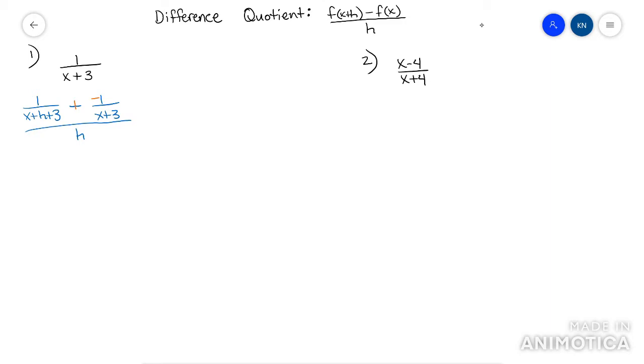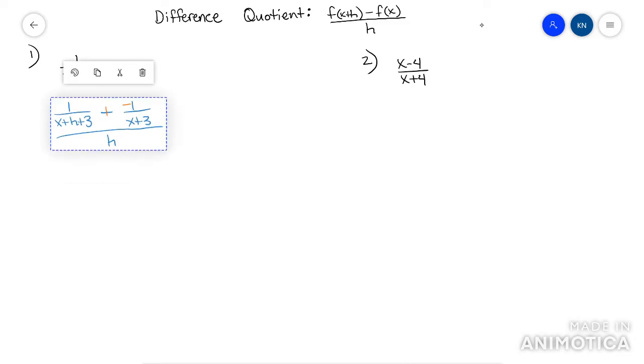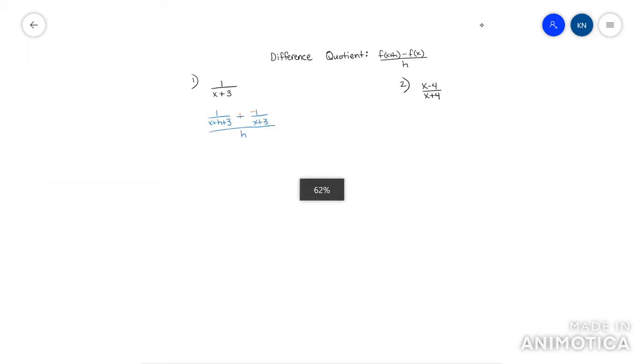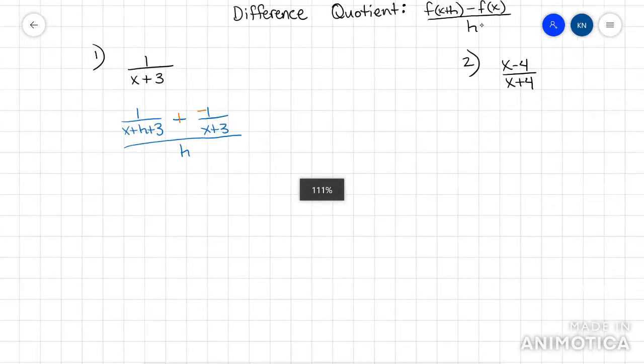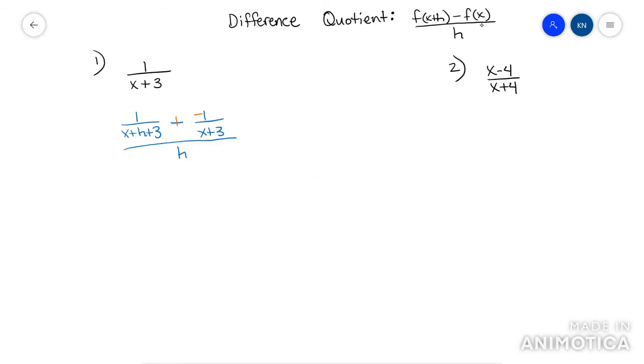All right, now you're going to have to get a common denominator for this top part. So the easiest way to do this is to just take the fraction on the left and multiply it by the denominator of the fraction on the right, like this. And then same thing for the fraction on the right, use this denominator. So it'd look like this.